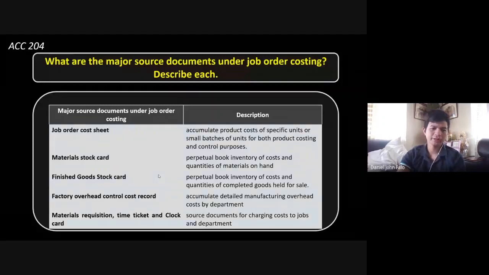We have also material stock card. Ito yung ginagamit pag mag-i-issue na tayo ng inventory from the stock room. Meron din tayong finished goods stock card. Meron tayong factory overhead control cost record for the accumulation of the actual manufacturing overhead. We have also material requisition, time ticket, and clock card. So these are the other source documents used to charge cost to the jobs and departments.